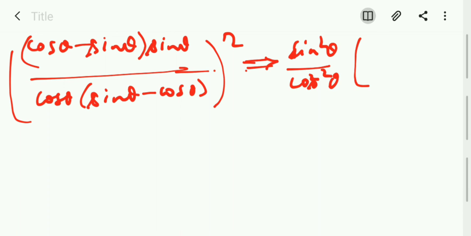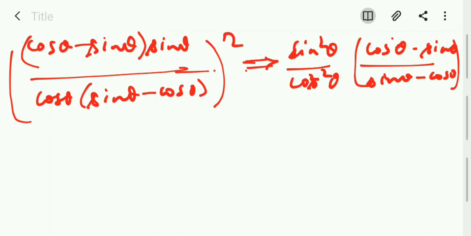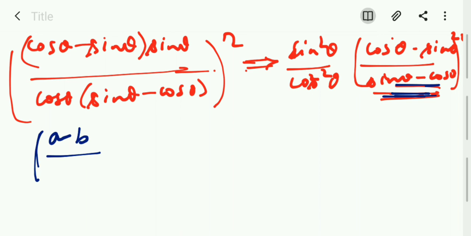and cos theta minus sin theta by sin theta minus cos theta whole square. We have this. Now this is like in the form of, I'll just consider this and I'll just write it for you. I'll just show you how this thing works, which is a minus b by b minus a whole square. This is the same thing, right?